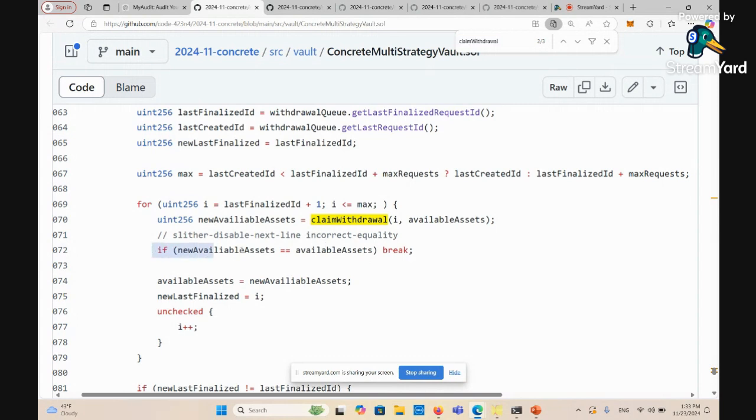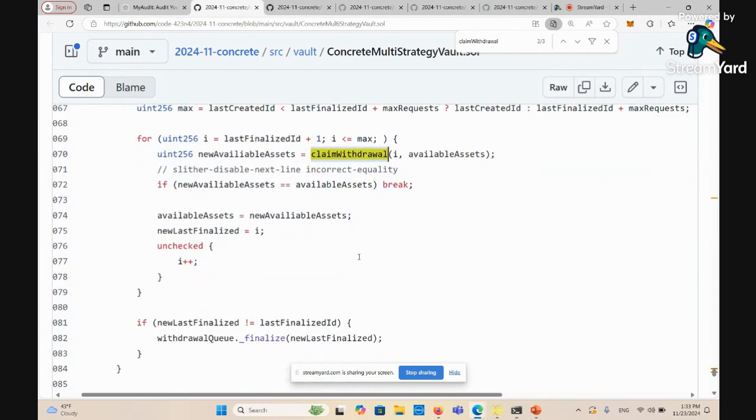So this is why there's a check over here. If the new available asset is equal to the older one, that means this claim failed. The function succeeded, you don't revert, it's just a plain fail. So in this way, the new last finalized ID is not going to be a new one, it's going to be the old one.